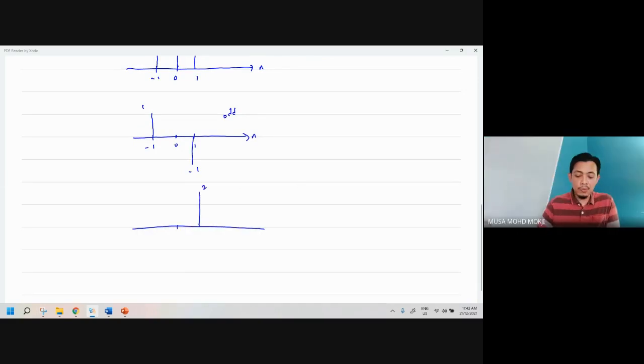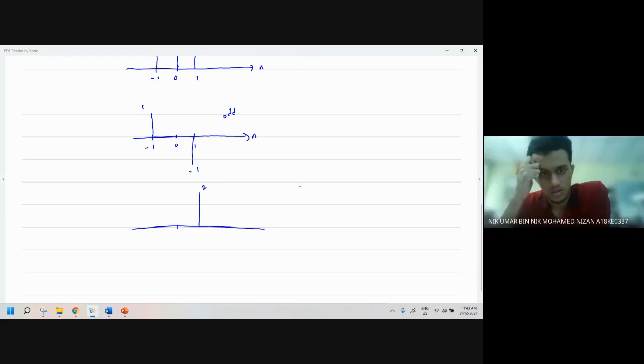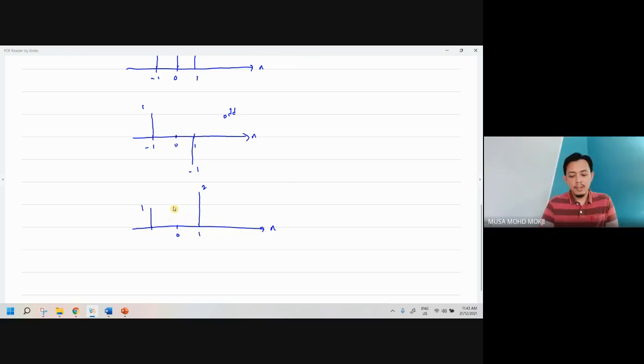Okay, so if you have 2 here, right? On n equals negative 1, I have, let's say, 1. So is that even? Is that still odd, or is it something else? Yes, exactly. This is not symmetric. This is not even. This is not odd, because this is actually not symmetric.